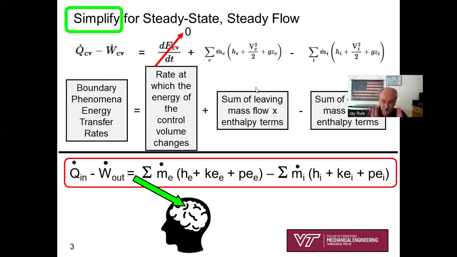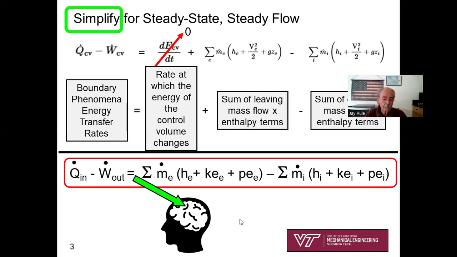So you've got that steady state, steady flow, and I'm going to suggest we throw that term away and simplify our equation 4.15. So we've got Q dot in minus W dot out equals the sum of the m dot leaving times quantity h, enthalpy leaving, plus kinetic energy and potential energy leaving, minus the sum of the m dots in times quantity h in plus kinetic energy and potential energy in.